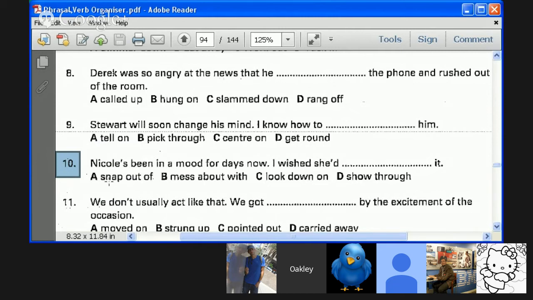And again, we have a 3-word phrasal verb here. Nicole's been in a mood. Well, what do we mean when we say she's in a mood? This is not good, all right? Of course, we have good moods and bad moods. But if you simply say in English someone is in a mood, it's negative. It's bad. Cranky, angry, depressed, or both.